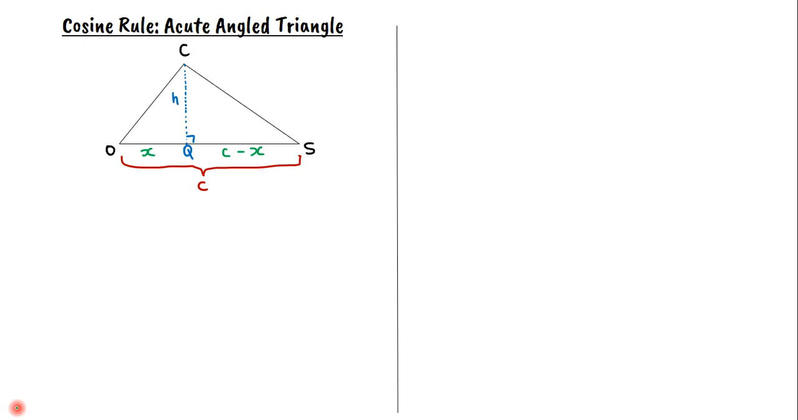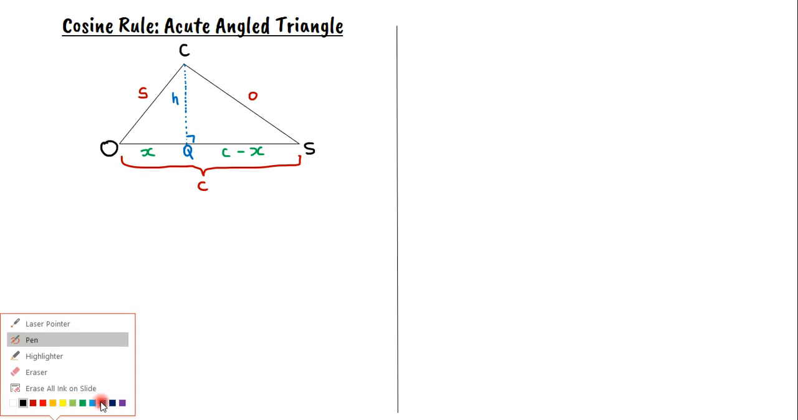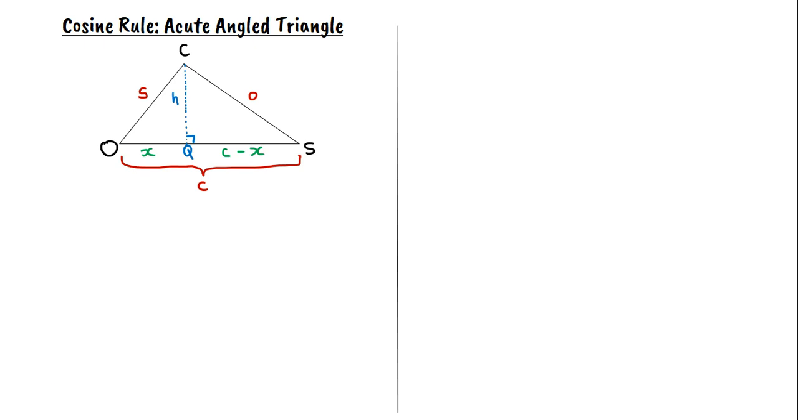Okay, so now what I'm going to do from this is I need to write the sides. That side is side S, and this one is going to be side O. Now this is a big capital letter O, just to be clear. All right. Okay, so now how do we then derive the formula in an acute angle triangle?